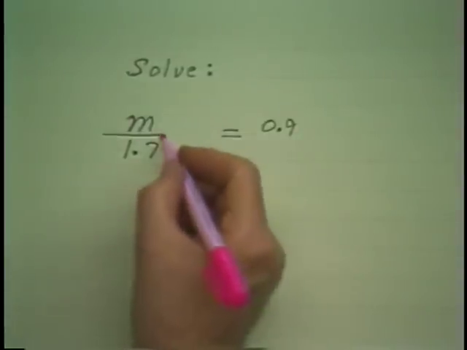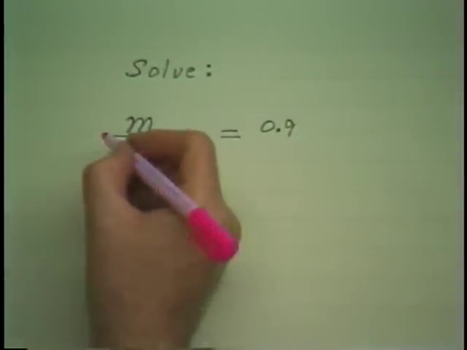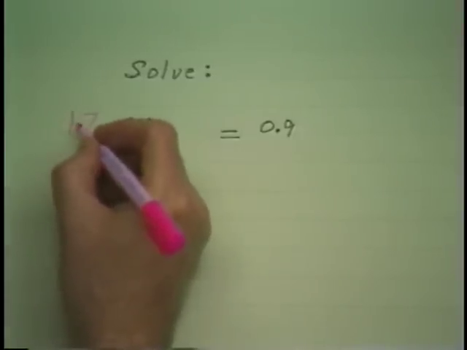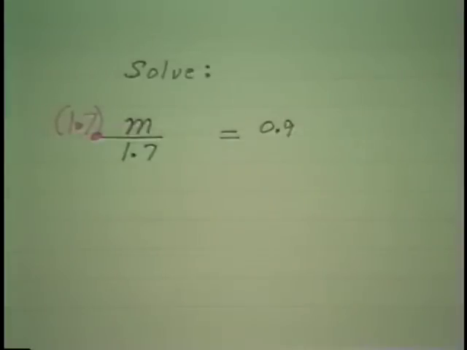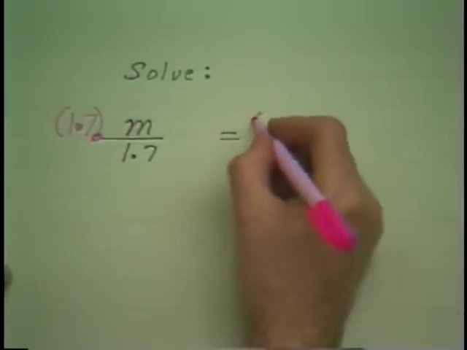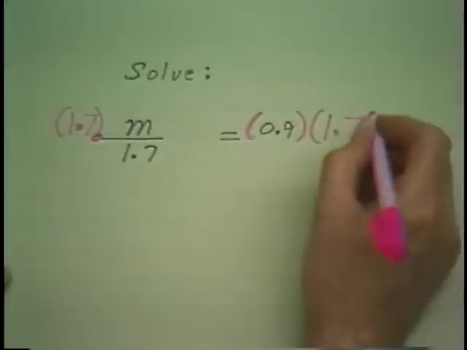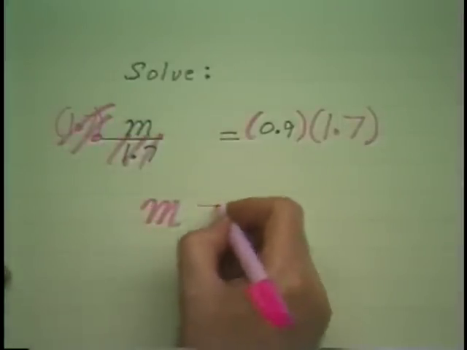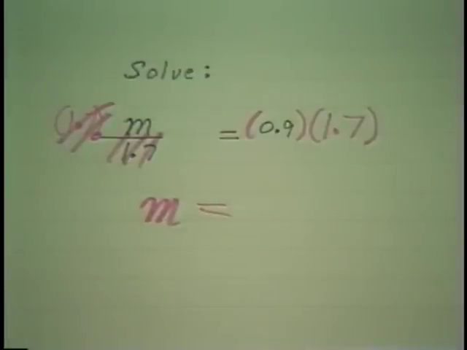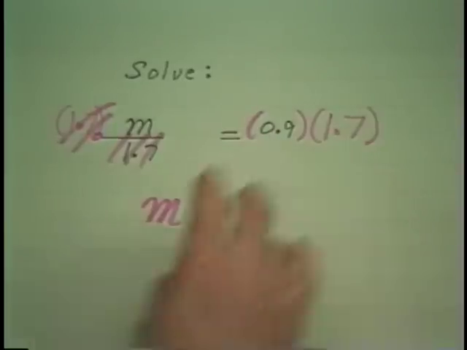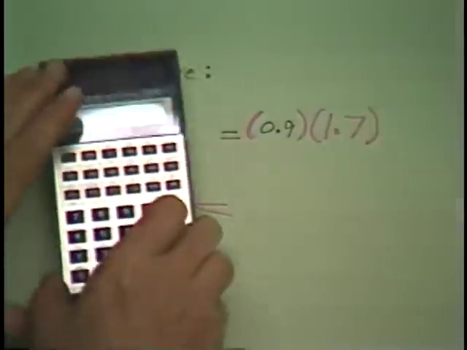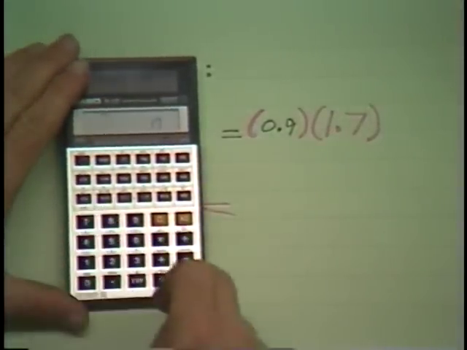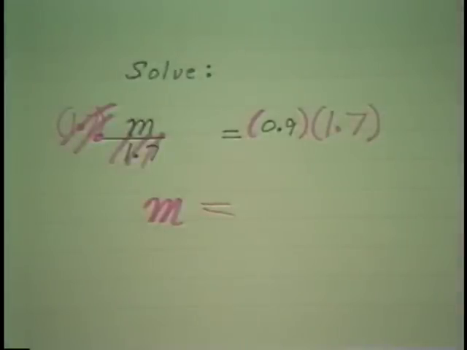So in this case, to undo this division by 1.7, I will multiply by 1.7 both sides. This multiplication undoes that division and has isolated my m. Now multiply either by hand, or if you wish, or are permitted to, by calculator. So 0.9 times 1.7 is 1.53.